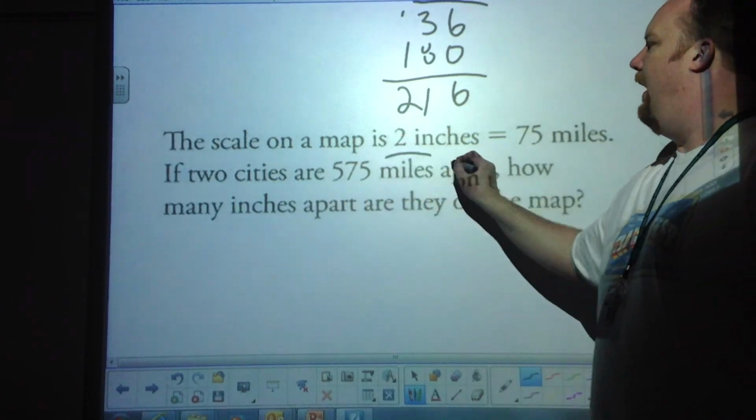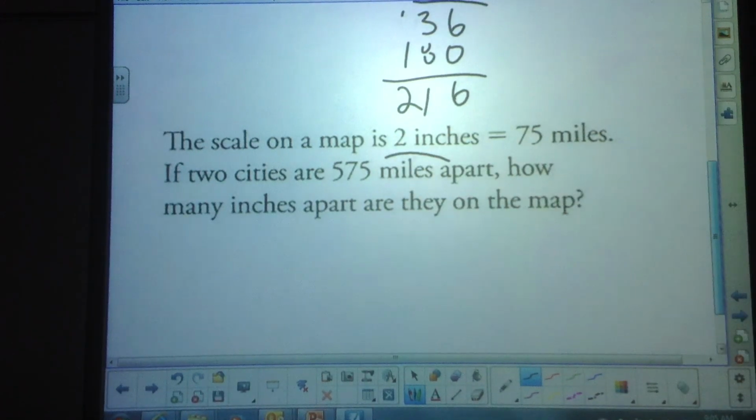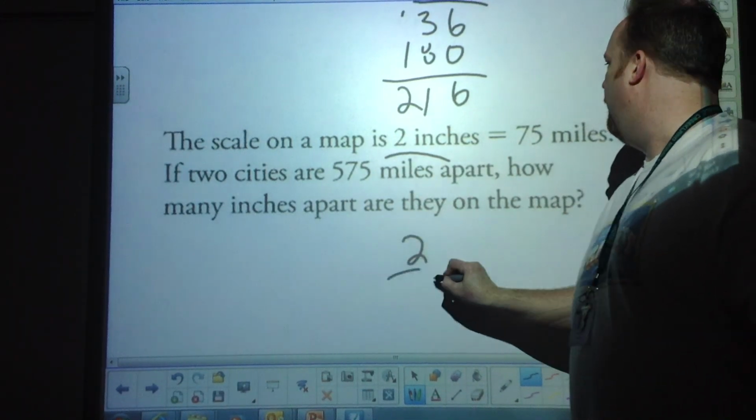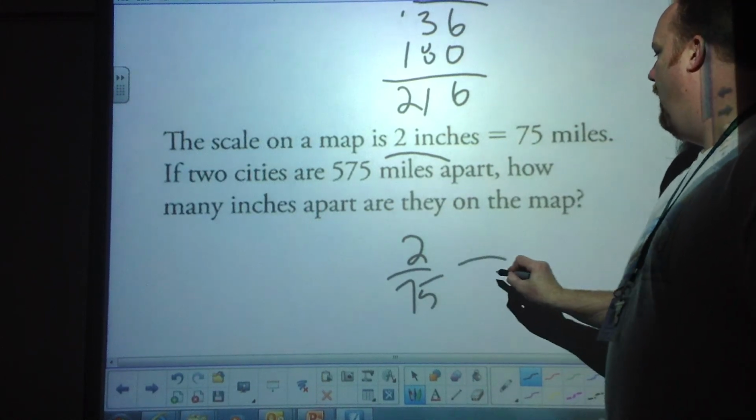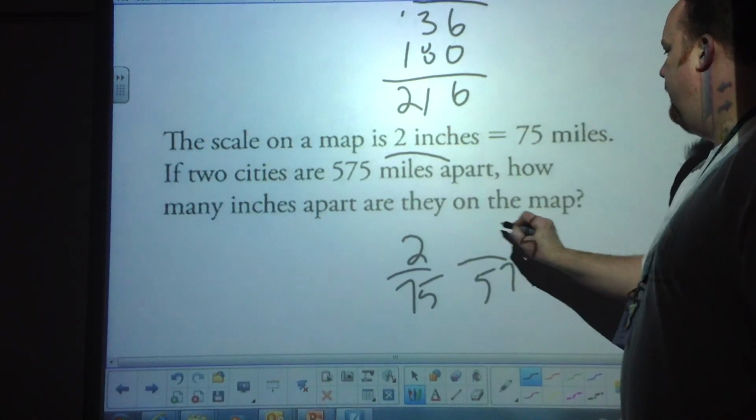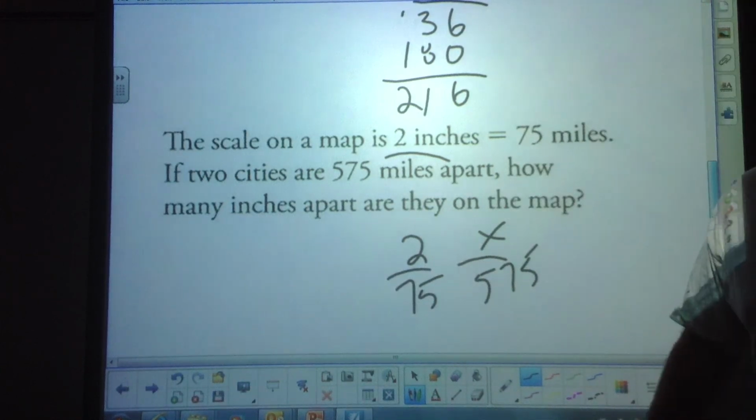And finally, the last one I'm going to let you do on your own. You have this, again, I don't like that. It's 2 inches. But again, you would set it up the same way. 2 over 75, over 575x, cross multiply, and come up with your answer.